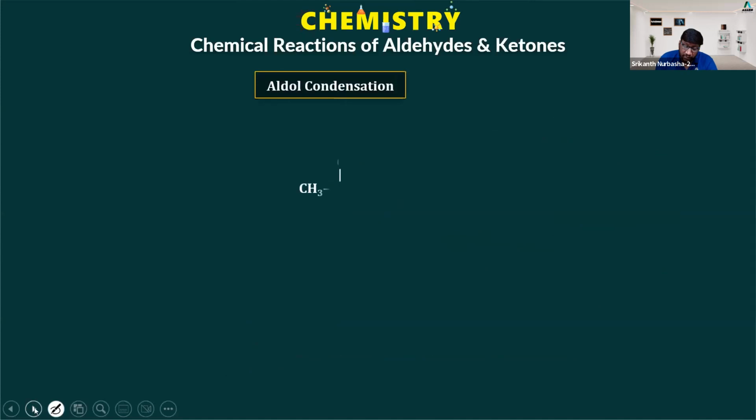And the shortcut you can think of is this: you can write the mechanism if it is one type of aldol, but if I give a mixed aldol or crossed aldol reaction, in that case you will have 4 types of products formed. So there you should know the shortcut.